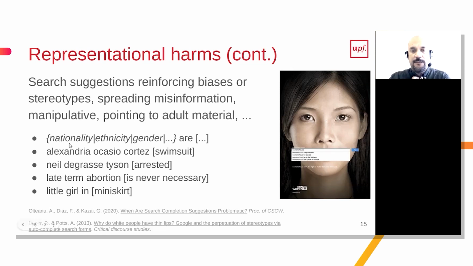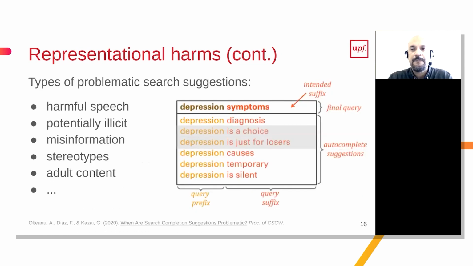And indeed, if you search in the Google search engine in English, many completions of the type nationality are something don't display anything, right? So if you start searching for whatever, Chinese are something, then Google will offer you very little suggestions, or will offer you suggestions that are heavily editorialized. So they have been constructed by a human. They are not naturally what the search engine would suggest, right? They are editorial suggestions. And there are many types of problematic search suggestions like misinformation, adult content.